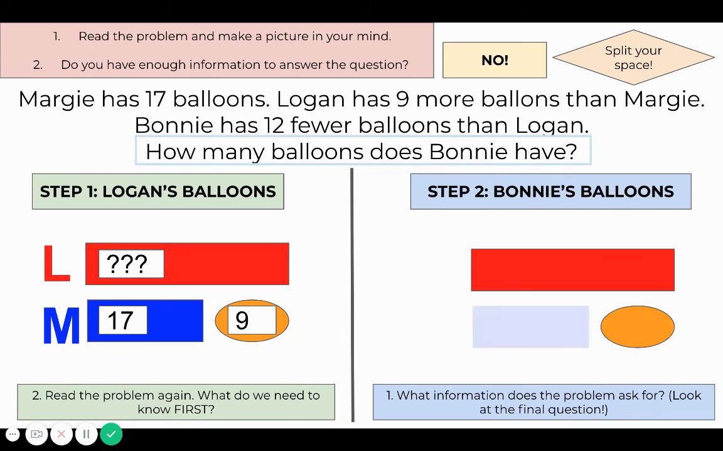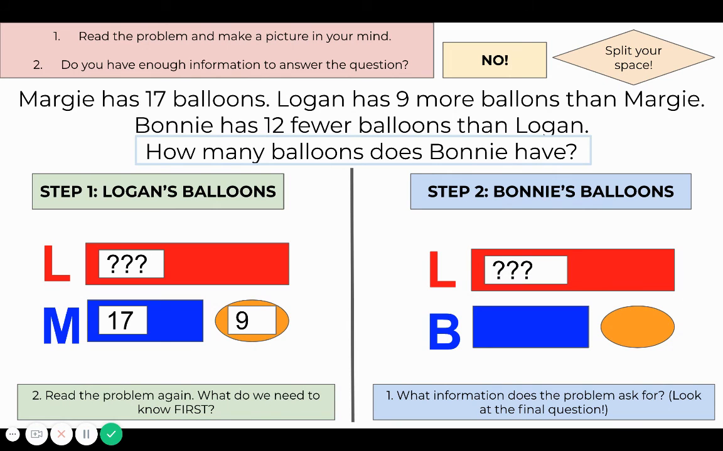In the second step, I'll be comparing Bonnie's balloons and Logan's balloons. The problem says that Bonnie has 12 fewer or less than Logan. So again, Logan has the most and Bonnie has the least. We don't know how many Logan has. We don't know how many Bonnie has, but we know that the difference is 12.